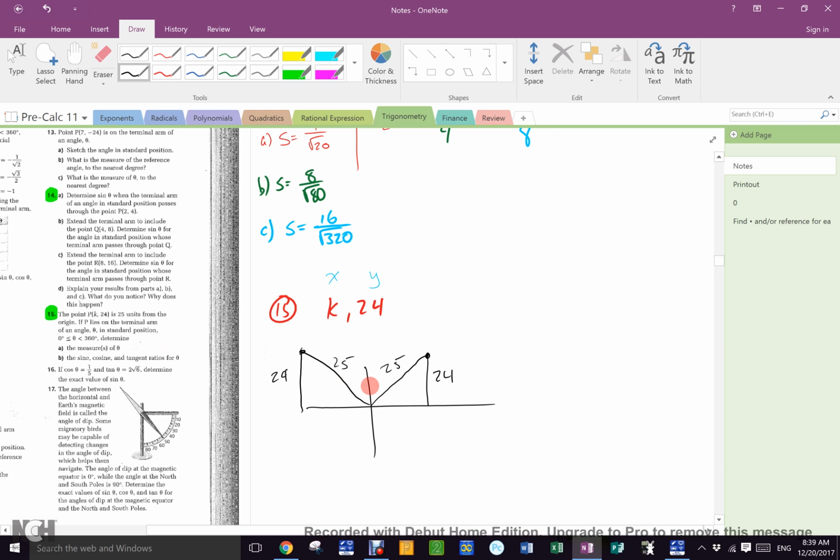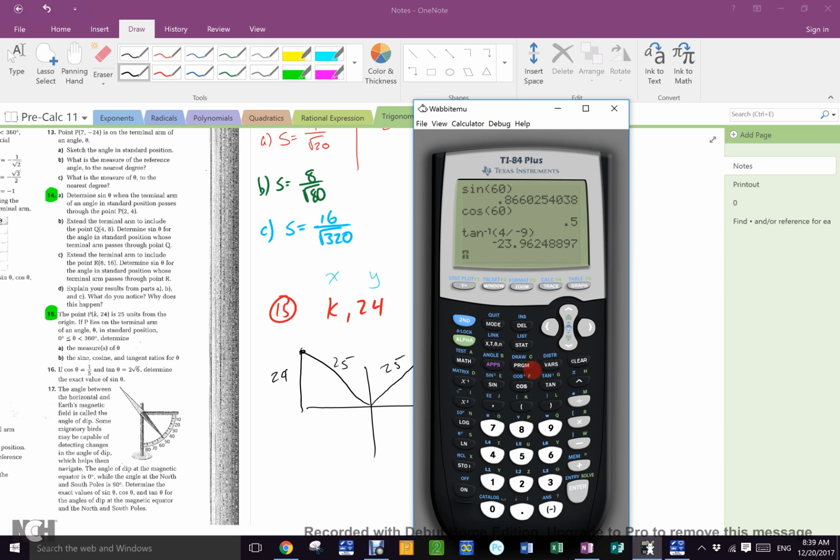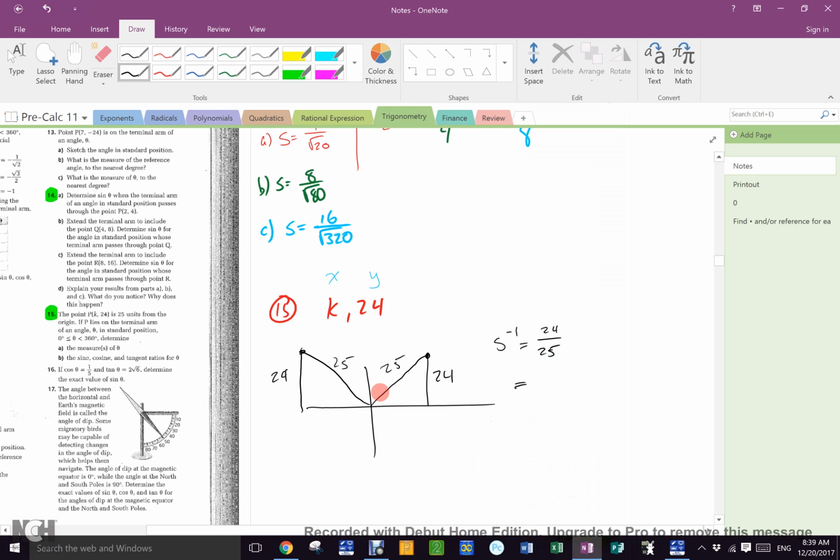Find the measures of theta. Well, I have y and I have hypotenuse. So what am I going to use to find theta? Sine. When I do sine, shift sine of 24 over 25, I'm going to get what on my calculator? Shift sine 24 divided by 25. 74 degrees. So if that's 74, then that's 74. So theta is 74 and 180 minus 74, which is 106. Everybody good? Okay.